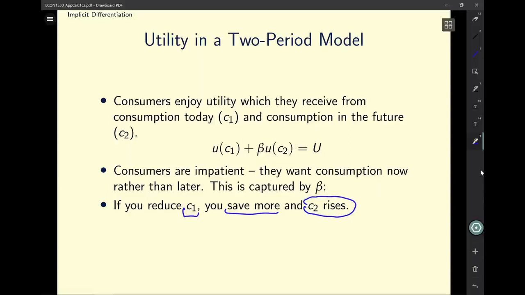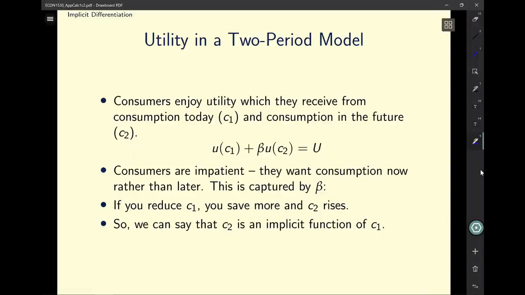So you're trying to decide, should I eat both pieces of cake that I have today, or should I eat one now and save one till tomorrow? Something like that. Right? Since how much you consume in the future depends on how much you consume today, we can say that consumption in the future is an implicit function of consumption today. So the choice that you make today, how much to eat today, is going to affect how much you're going to be able to eat in the future.